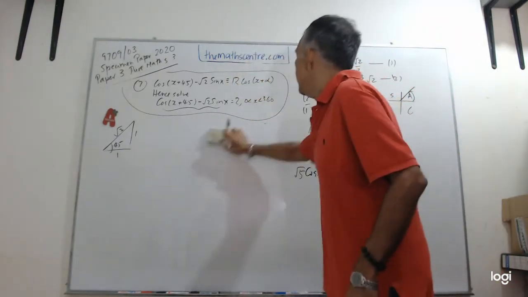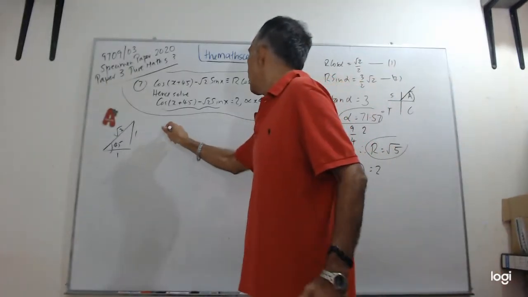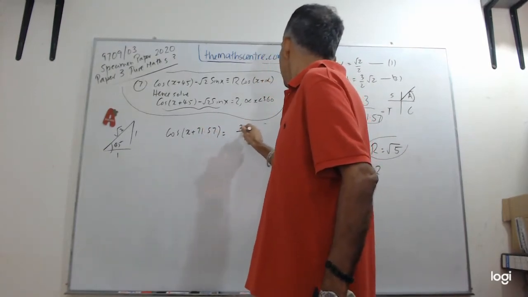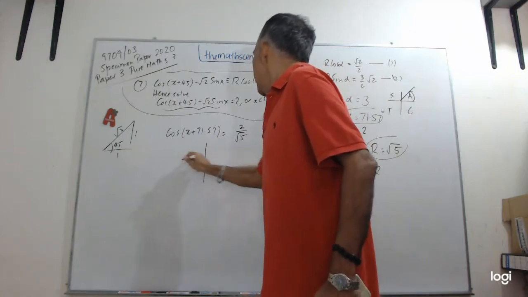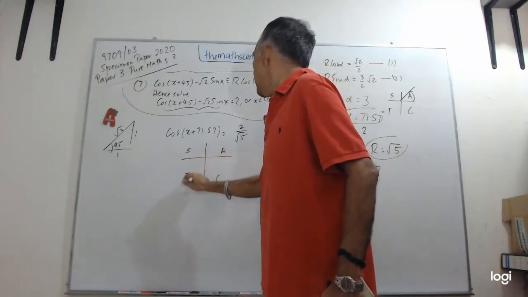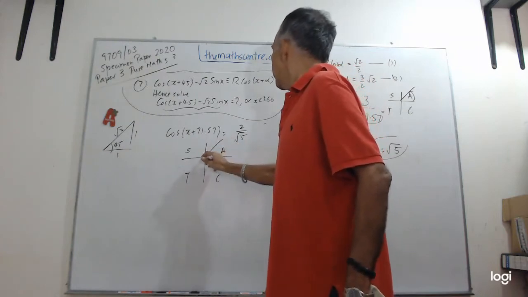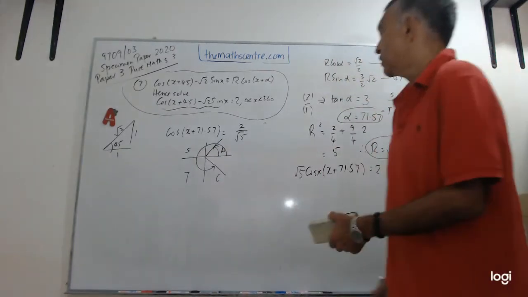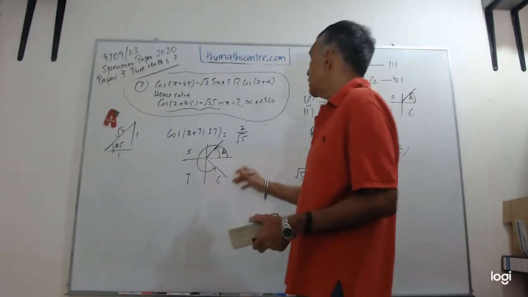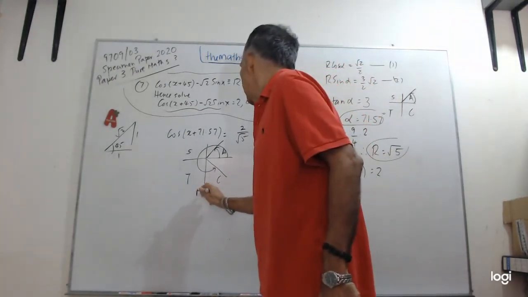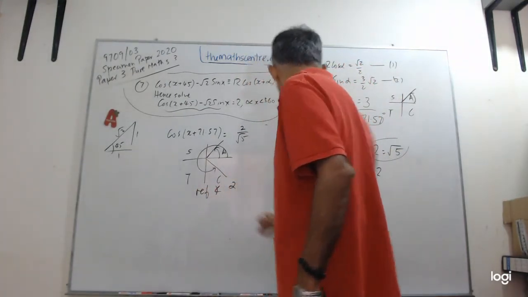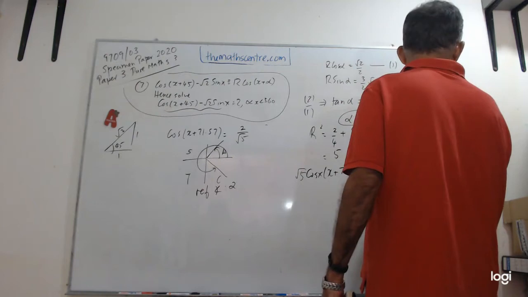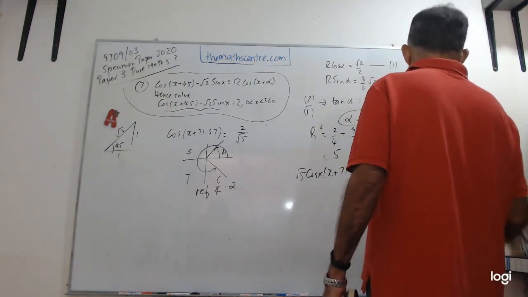So let's do that here. We have cos x plus 71.57 that will be equals to 2 over square root 5. And now we have CAST. Cos is positive. And my first angle, let me just do one round here. Okay. So cos is positive. So your reference angle here from your calculator will be, let me just check that, 26.57.